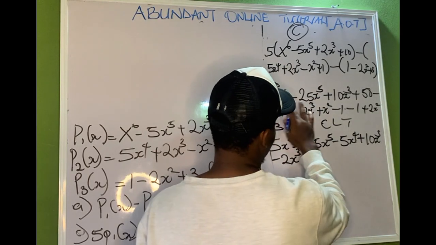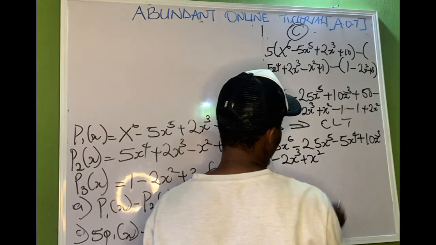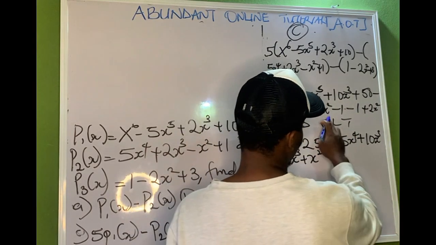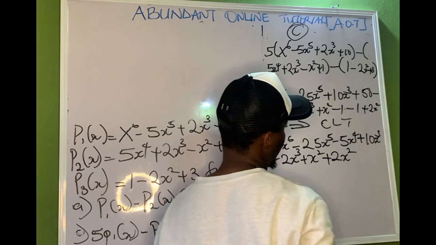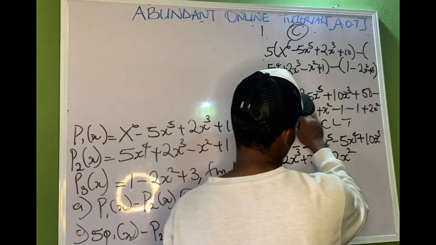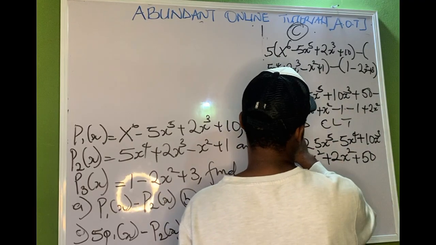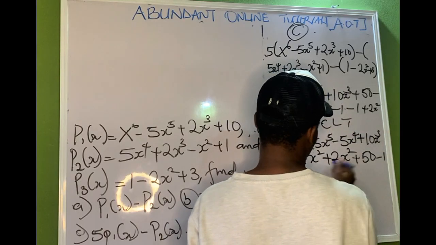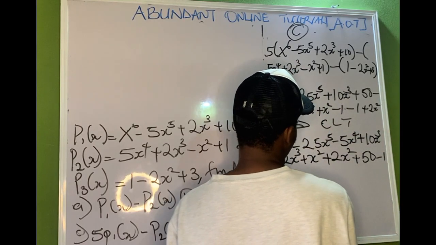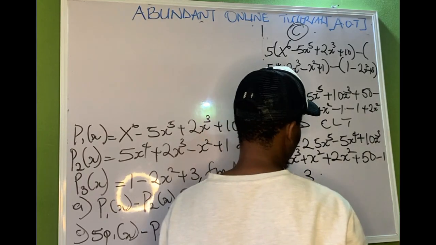Then what do we have? x squared. Let's check our x squared. We now have plus x squared here, and we also have plus 2x squared. After that, we have our constant numbers. We have plus 50 here, and we have minus 1 here. We now have minus 1, minus 1, minus 1, and we now have minus 3. All right, so let's collect it.